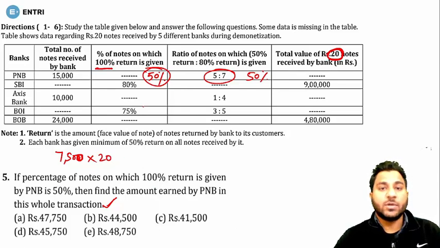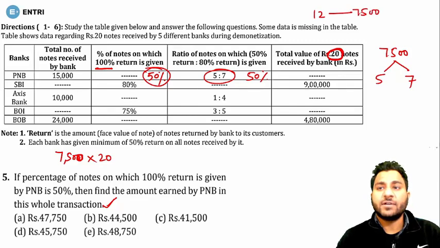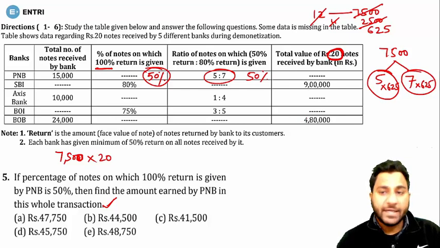Now let's move on to the next one. If you divide 7,500 in these two ratios, then you can see 12 ratio suggests that 7,500, 625 each. So 4, 6, 4, 2, 4, 5. Once you multiply 625 with 5 and 625 with 7, you will get the separate data for 50% returnee and 80% returnee. So let's calculate it.